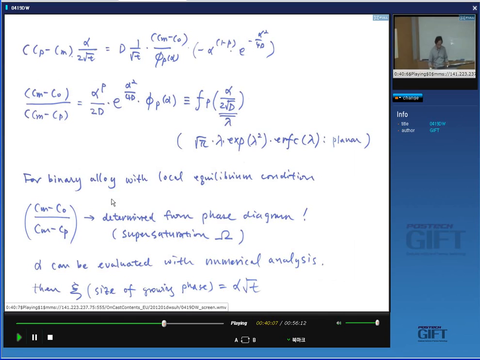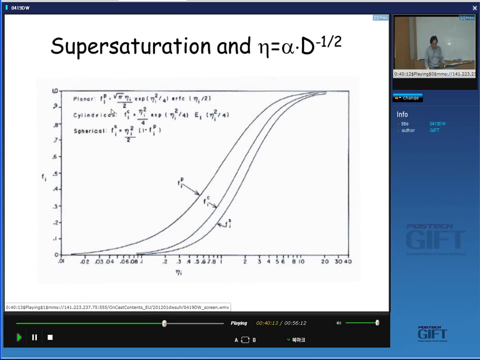Here alpha, we call it the parabolic growth rate constant. By solving the previous equation, you have this kind of curve, which indicates the growth rate constant with respect to the supersaturation. As you can expect, as the degree of supersaturation increases, the growth rate increases.